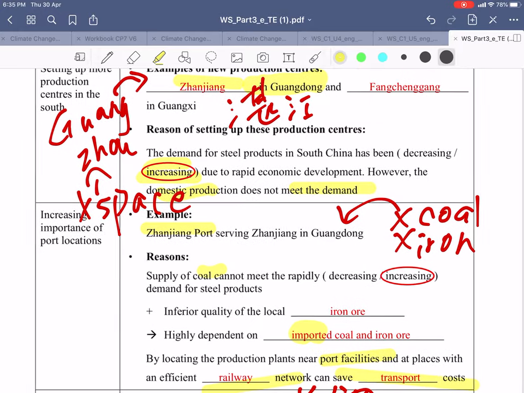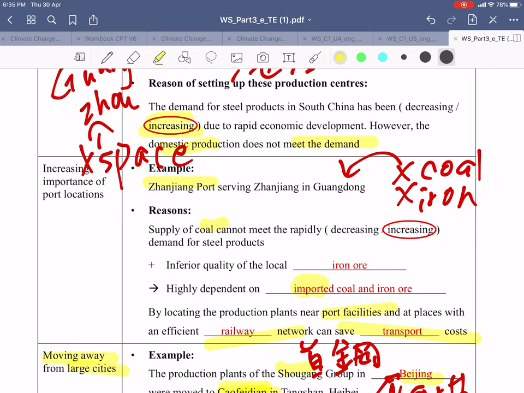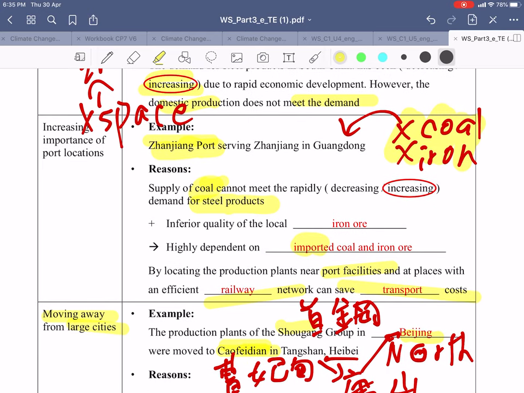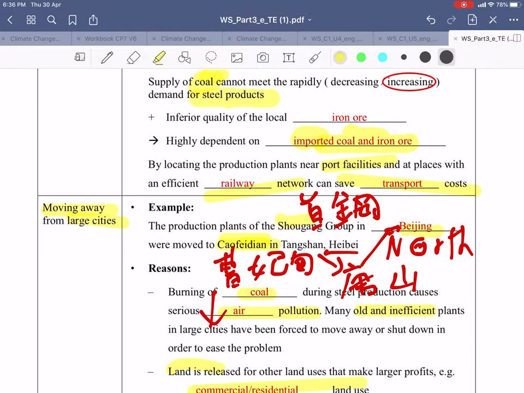Okay, so accordingly, why do we have to locate in Zhanjiang? Because we do have some good ports for serving Zhanjiang, and also the coal and steel can be transported easily, because the whole of Guangdong, just like Shanghai, has low coal, low iron. So we really depend on imported coal and iron ore, so we need good port facilities and also a railway network to reduce the transport costs.